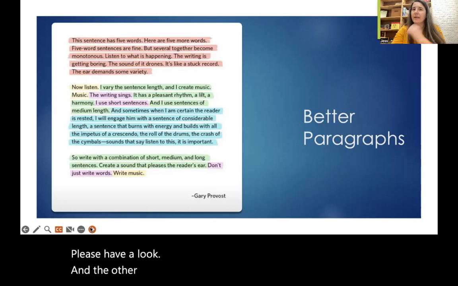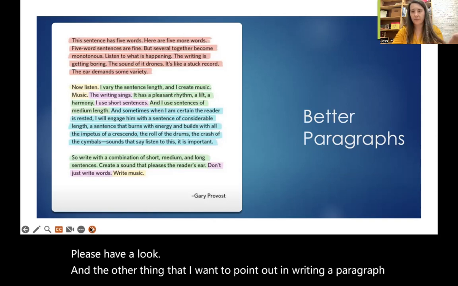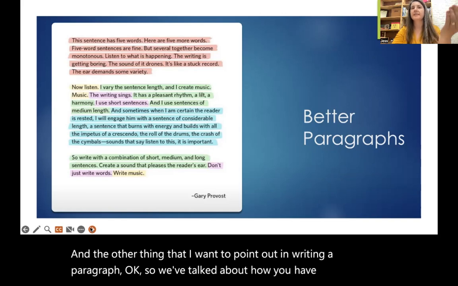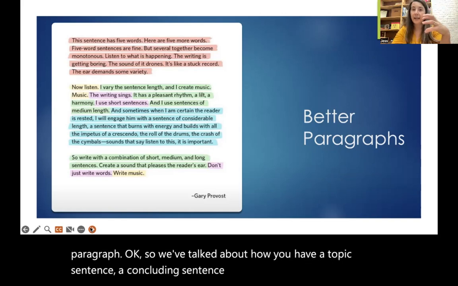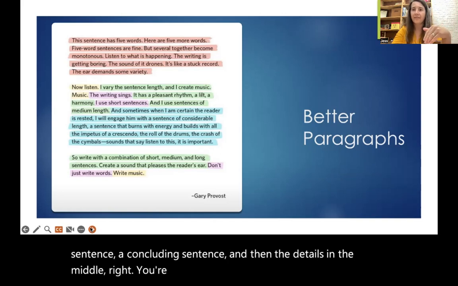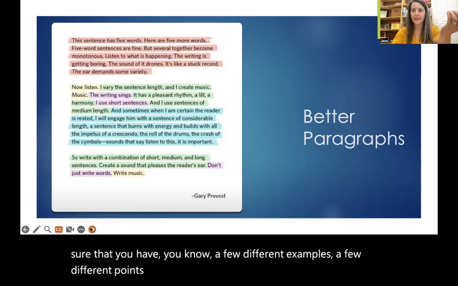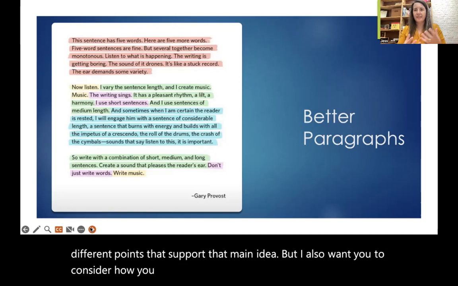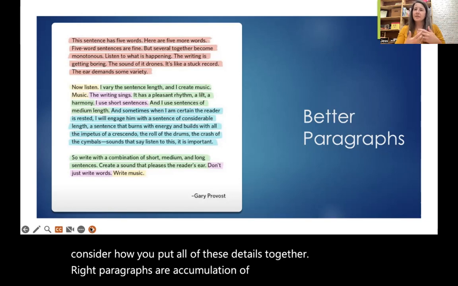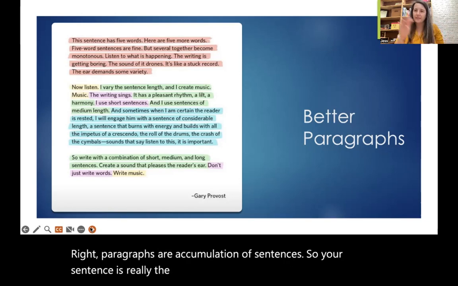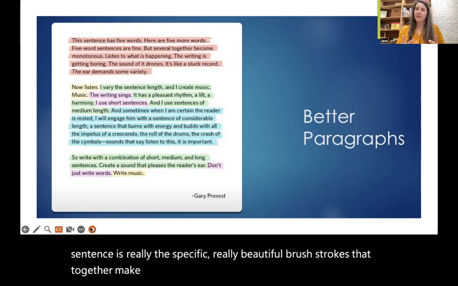And the other thing that I want to point out in writing a paragraph, okay, so we've talked about how you have a topic sentence, a concluding sentence, and then the details in the middle, right? Your supporting evidence. So you want to make sure that you have a few different examples, a few different points that support that main idea. But I also want you to consider how you put all of these details together, right? Paragraphs are an accumulation of sentences. So your sentence is really the specific, really beautiful brush strokes that together make a nice presentation of your idea.